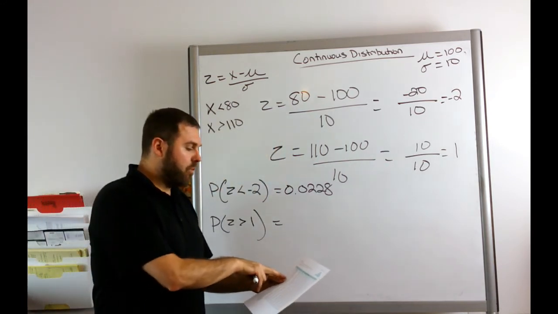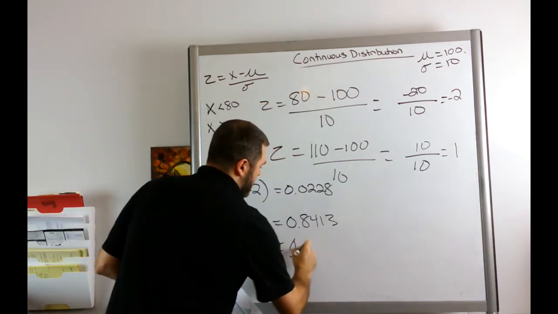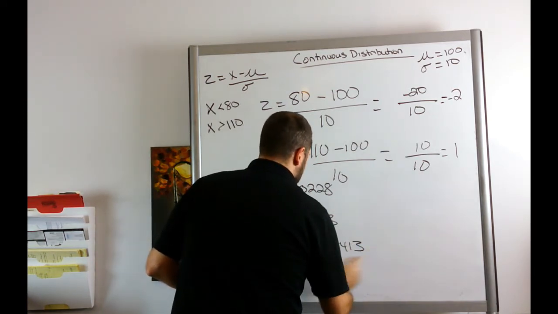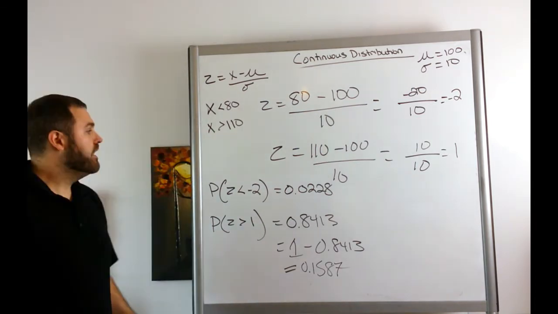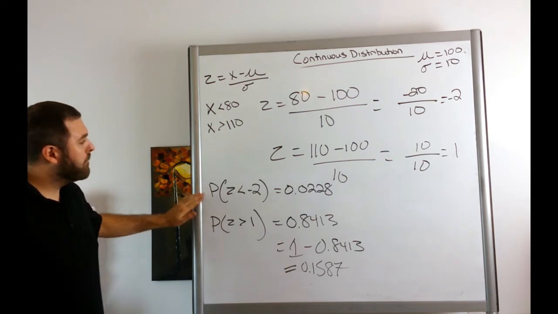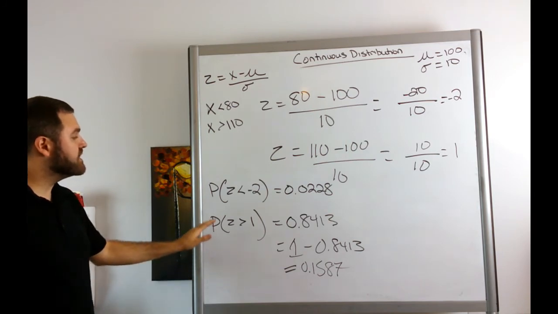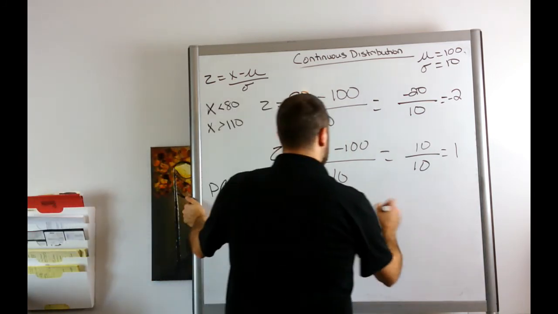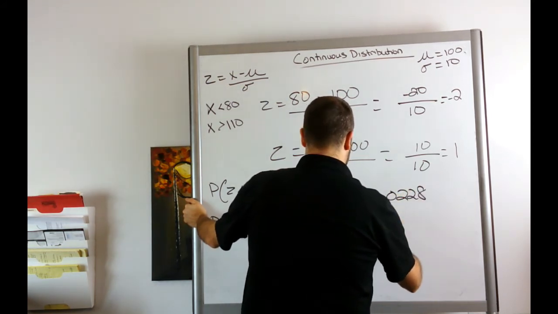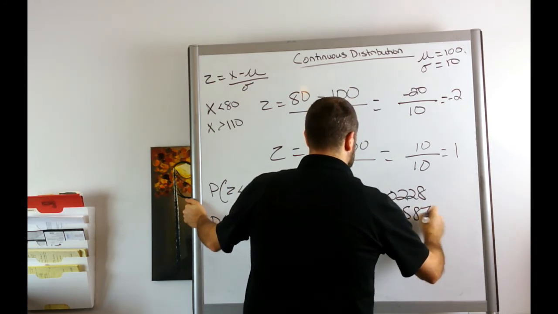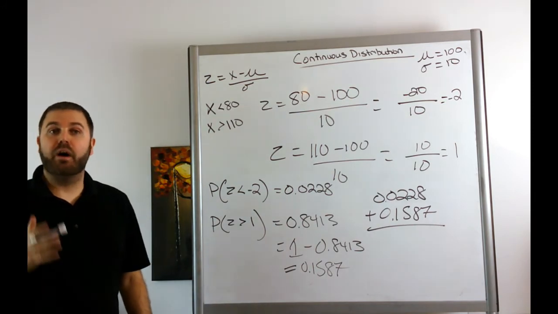So on your z-table, 1 is 0.8413. So we're going to take 1 minus 0.8413, which equals 0.1587. So now what we're going to do is add up the probability that z is less than negative 2 and the probability that z is greater than 1. So it's going to equal 0.0228 plus 0.1587, which is going to equal 0.1815.